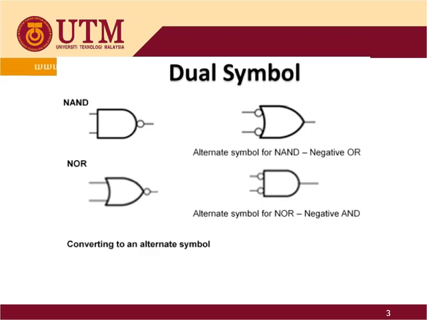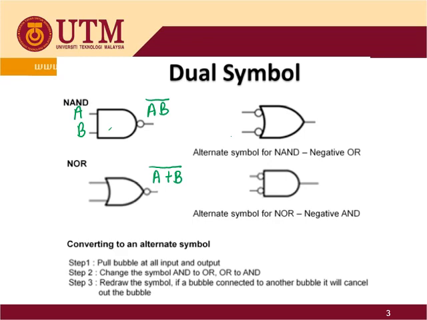So what is NAND if I consider this as AB? So this is AB bar. This will be A bar plus B bar. AND becomes OR, and the bubble after becomes bubble before. Same thing with NOR. Converting NAND and NOR to dual symbol, NAND becomes negative OR, NOR becomes negative AND.